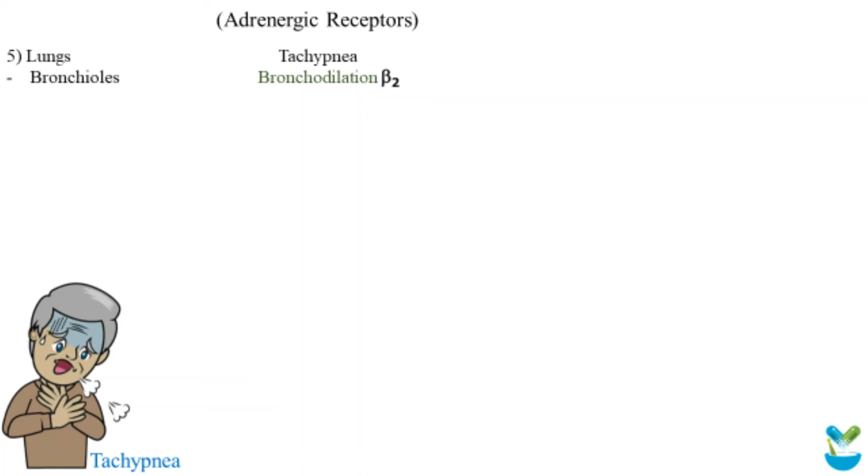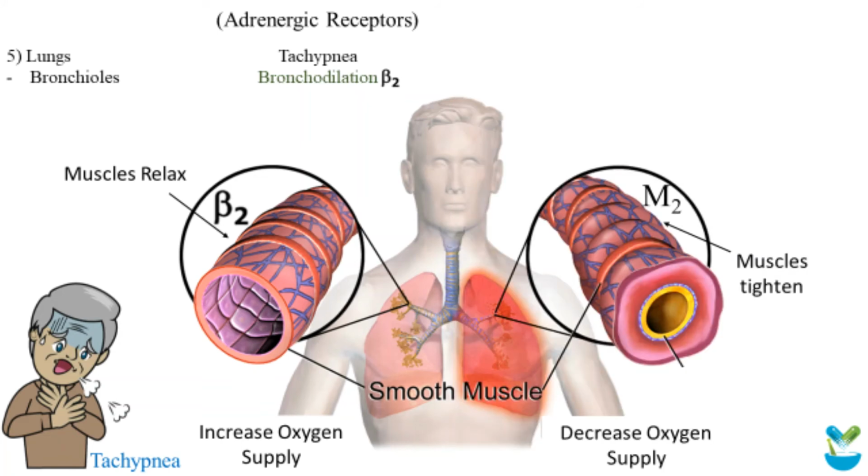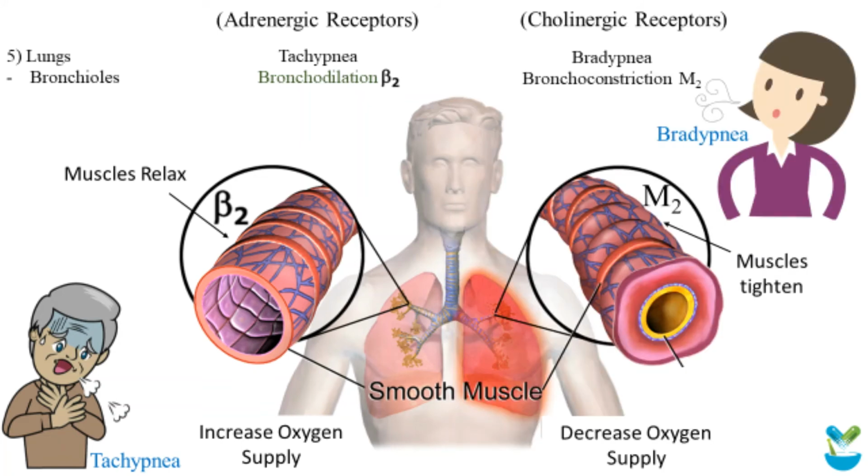Increased rate of breathing or tachypnea is another response of the sympathetic nervous system. In this, there is bronchodilation because of beta-2 receptors, resulting in increased oxygen supply to the lungs to compensate for the increased need for energy in the body cells or tissue, while bronchoconstriction and bradypnea are because of parasympathetic innervation in the body.